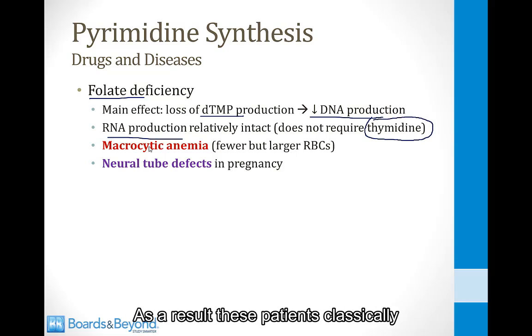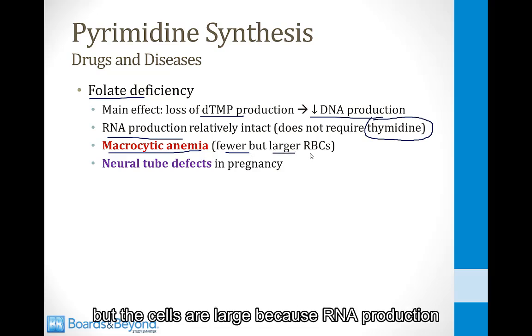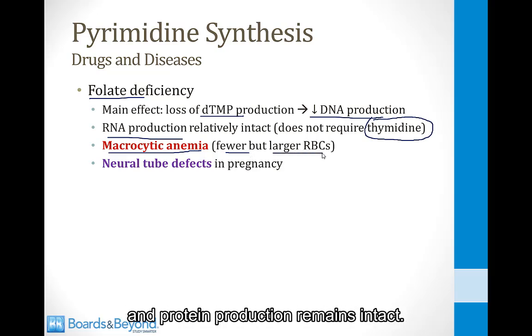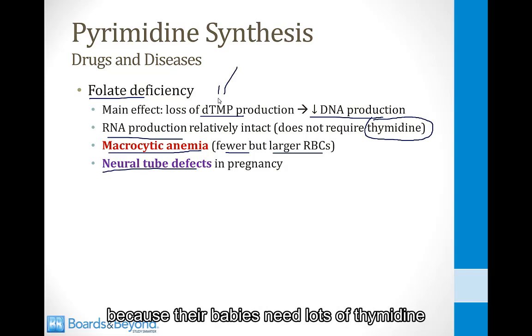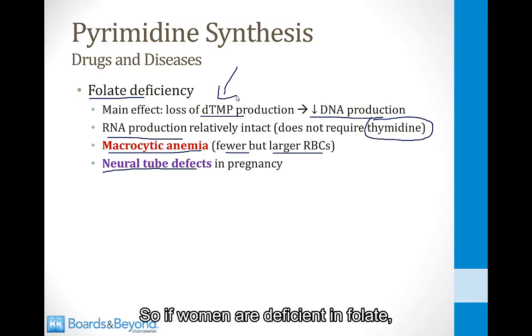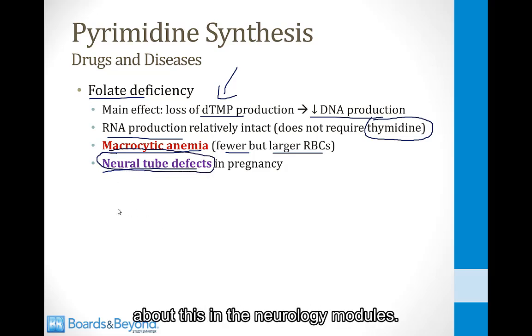As a result, these patients classically get a macrocytic anemia. They have fewer red blood cells because the red blood cell precursors cannot synthesize DNA and divide, but the cells are large because RNA production and protein production remains intact. Another consequence of a folate deficiency is a neural tube defect in pregnancy. Women who are pregnant need to take folate because their babies need lots of thymidine in order to grow. So if women are deficient in folate, the classic finding in their baby is to have a neural tube defect, and I talk in more detail about this in the neurology modules.